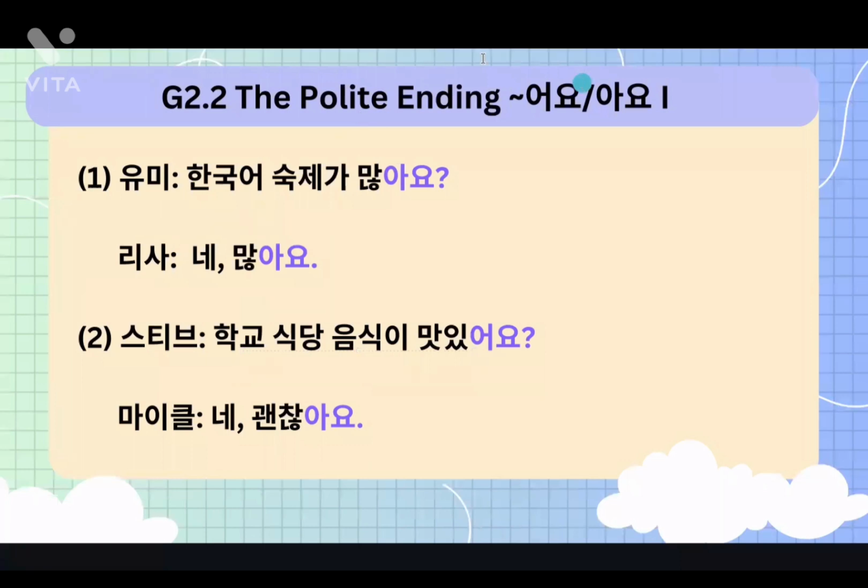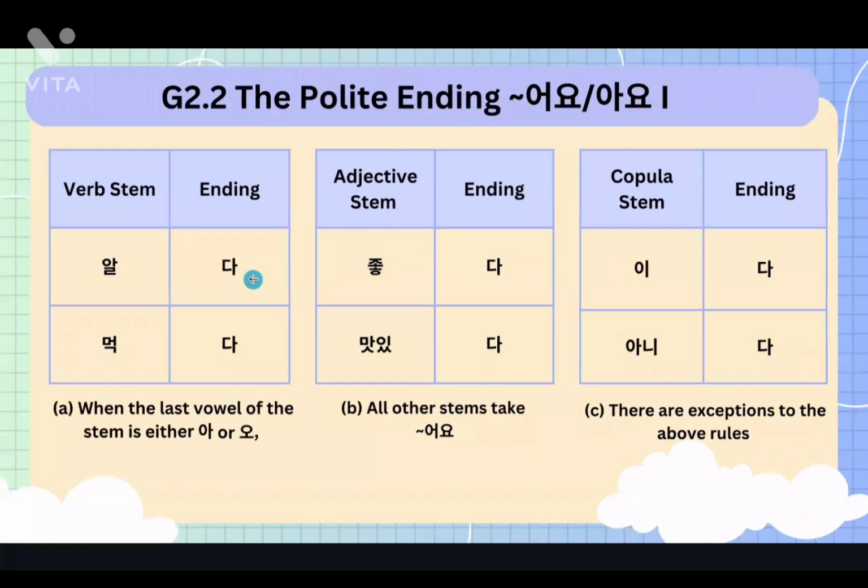Okay, then go to the next page. So look at here. Verb, stem, and ending. This is the dictionary form. So verb, adjective, and copula, right? Look at this. Verb 알다, to know, 먹다, to eat. 그렇죠? But the ending is 다. So what you should do first, please delete the dictionary form ending part 다. And then, how can you use the polite ending 어요 or 아요?